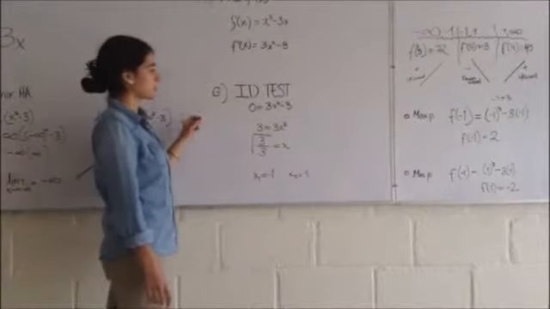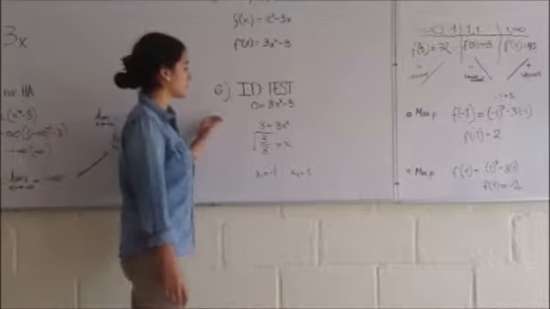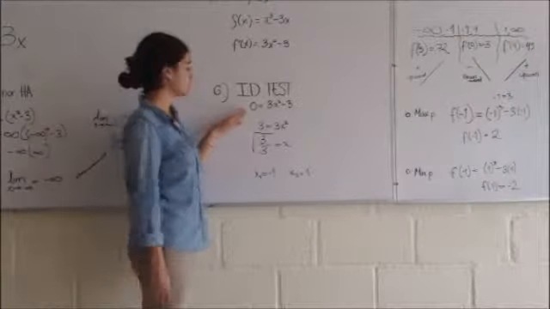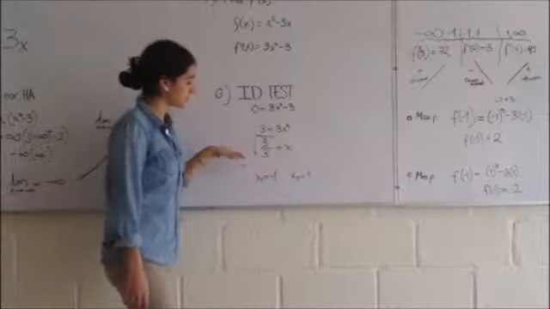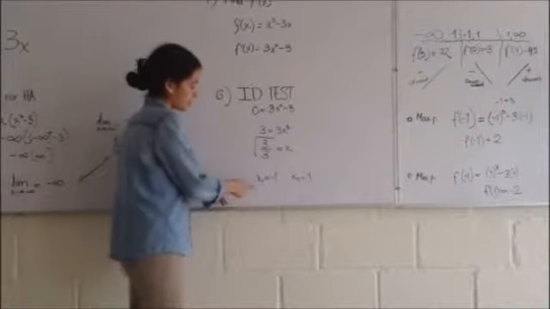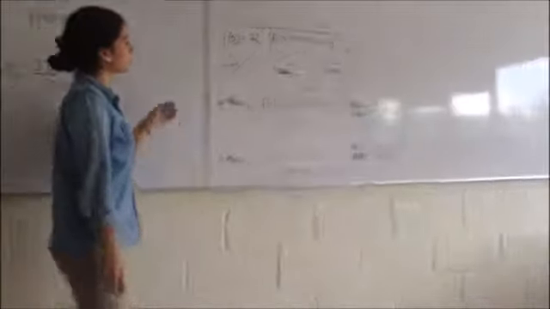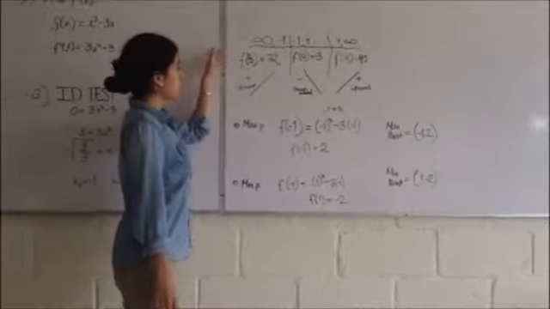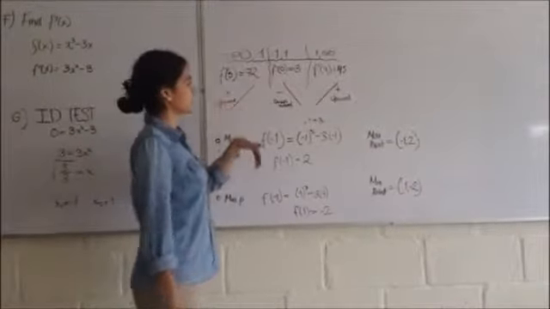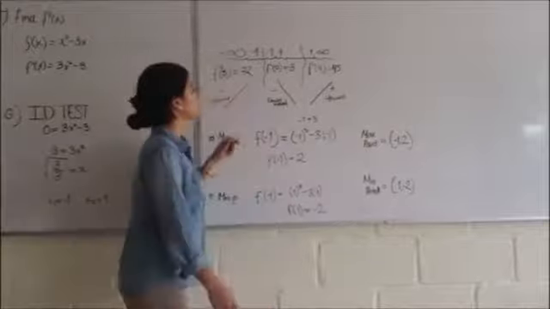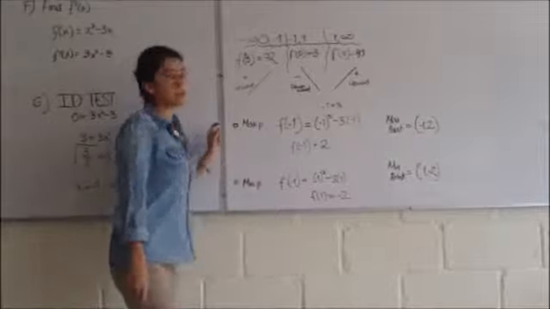In point G, it asks us to do the ID test. So we equal the function to 0 and we isolate x and we obtain 2 values. x1 is equal to minus 1 and x2 is equal to 1. So we do the chart with the intervals minus infinity to minus 1, minus 1 to 1, and 1 to infinity. We have to select one point in between these points and substitute it in the first derivative.